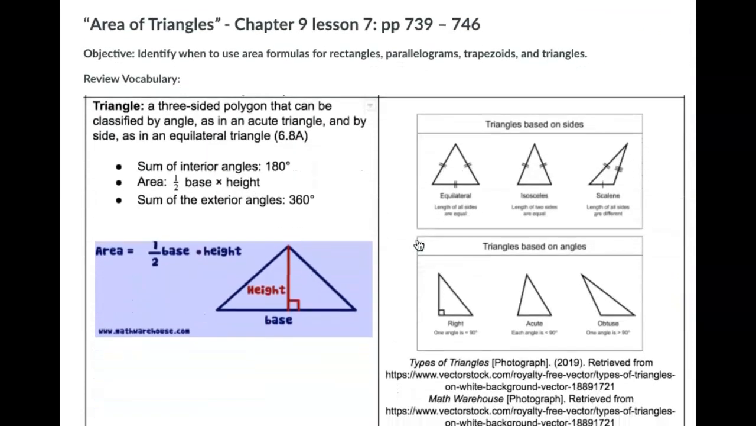We are reviewing the concept of finding the area of triangles today. This is chapter 9, lesson 7. Please actually open your book and look at examples for more support if you can't reach me for help.